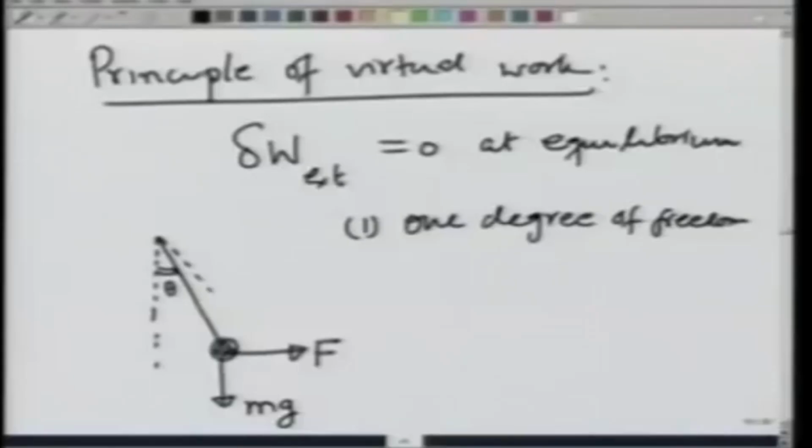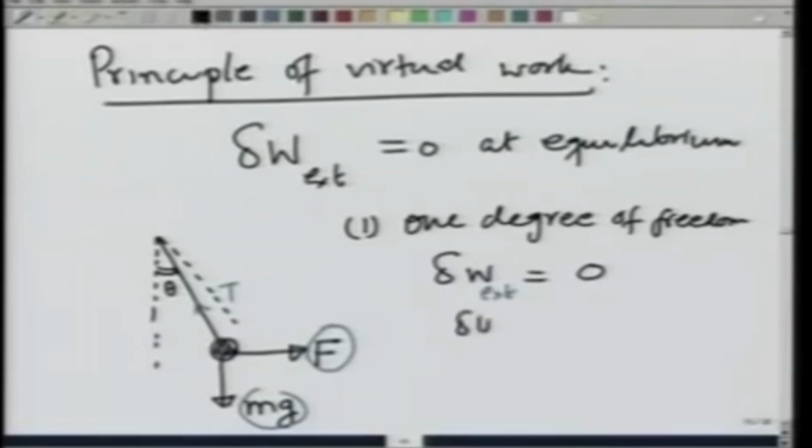This has 1 degree of freedom. So, I can make a virtual displacement changing that theta only here. The principle says that delta W for only external forces is equal to 0. The only external forces working on the system are F and mg, with T being the constraint force, which does 0 work. So, this is only external.